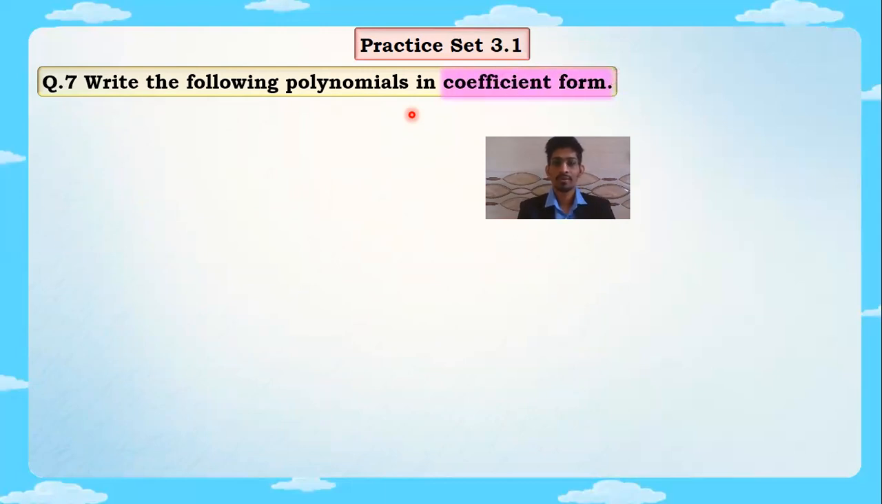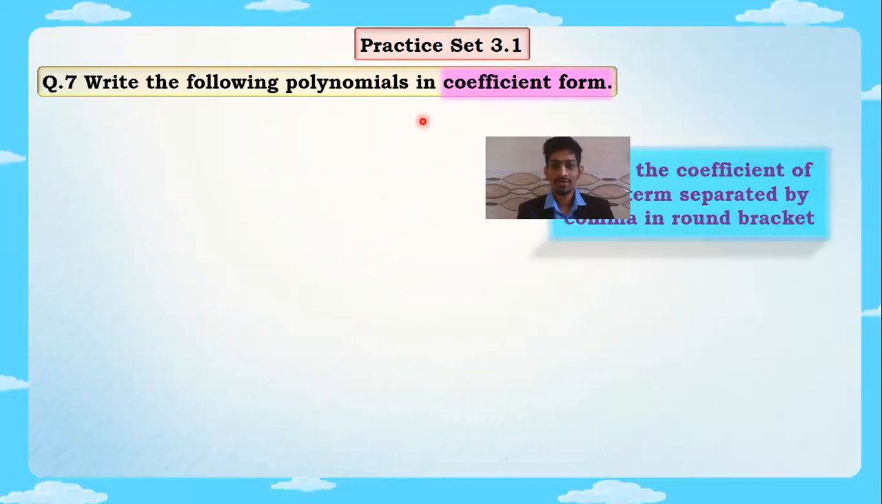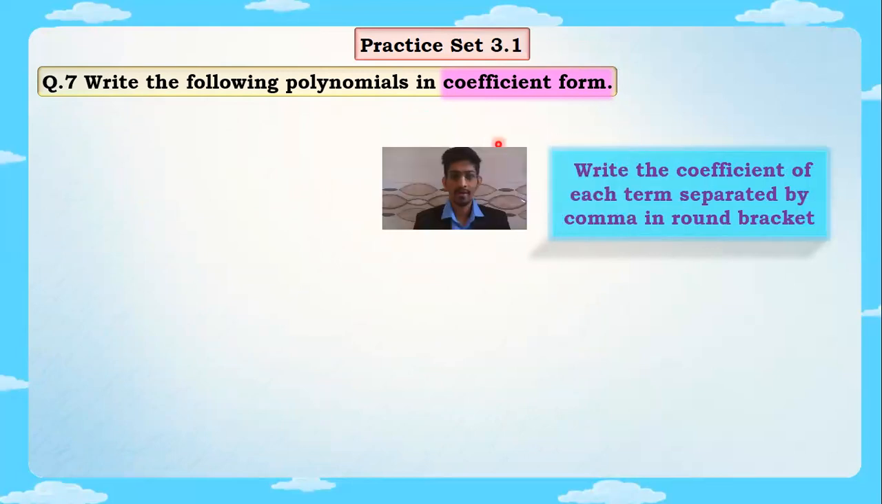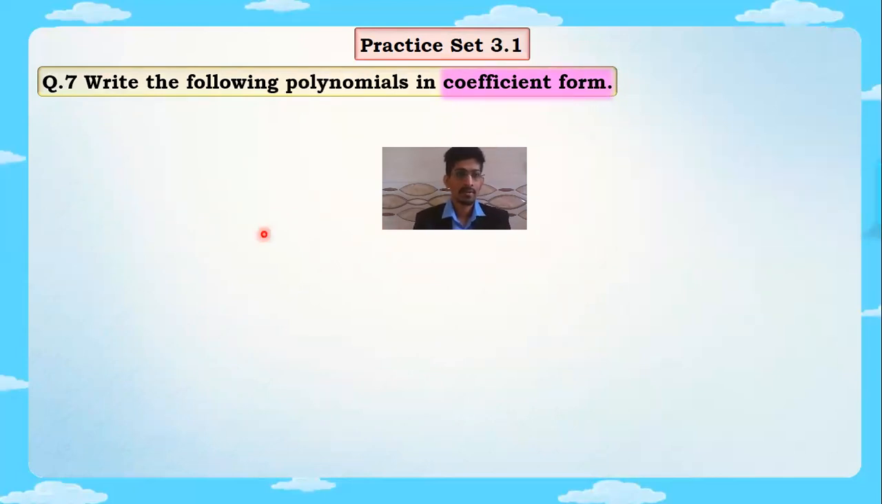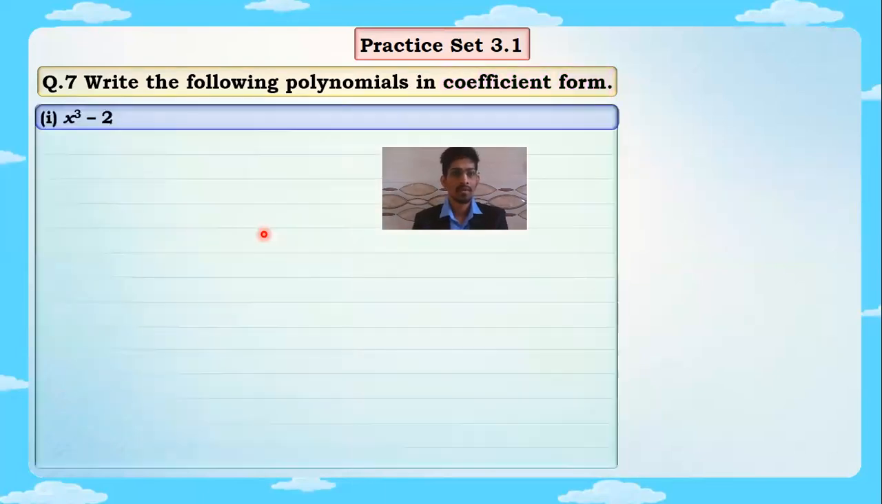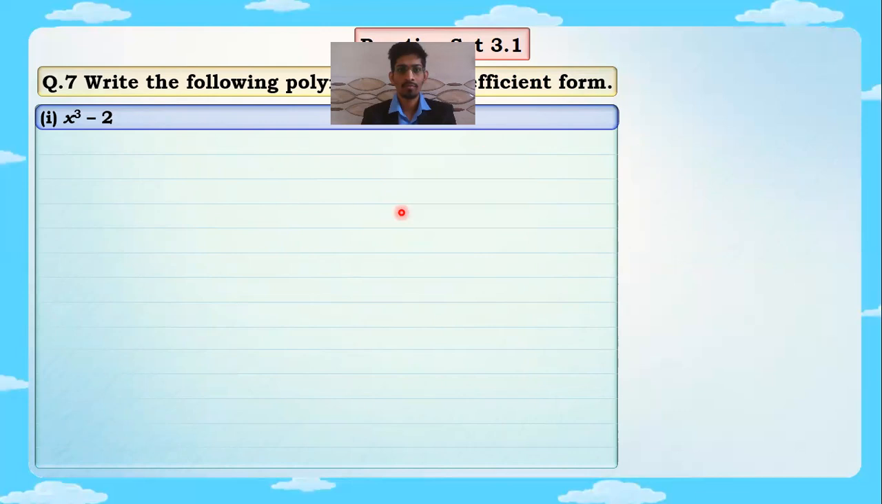So coefficient form means we need to write the coefficients of each and every term separated by comma in round bracket. So for that, let's see the question. Sub question 1, x cube minus 2. Now students, whenever we are supposed to convert the given polynomial in coefficient form, the very first rule is we need to write this polynomial in index form first, then only we are going to write the coefficient form.